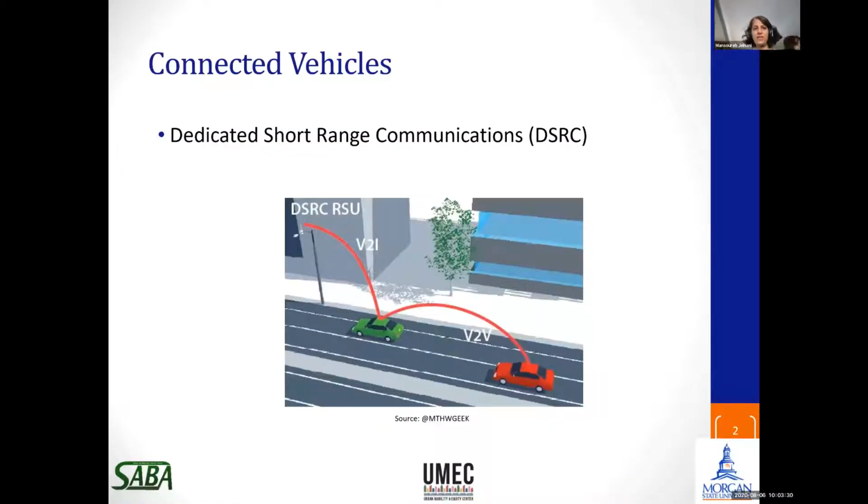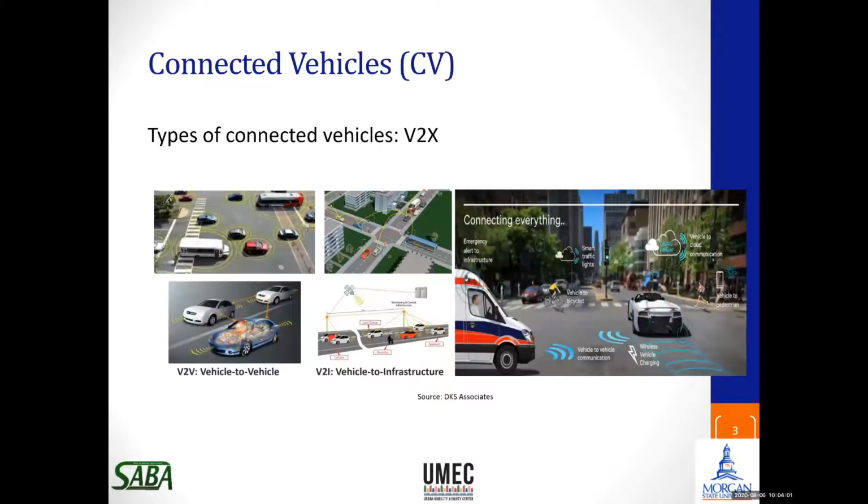Okay, connected vehicles. We have connected vehicles and autonomous vehicles, and CAV is connected and autonomous. As you all may know, we have dedicated short-range communication, DSRC. DSRC is an open source protocol for wireless communication, and we use that in connected vehicles. And we have different kinds of connected vehicles. That's why they call it V2X.